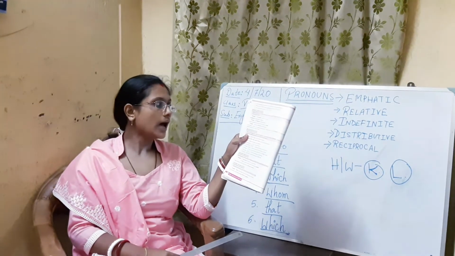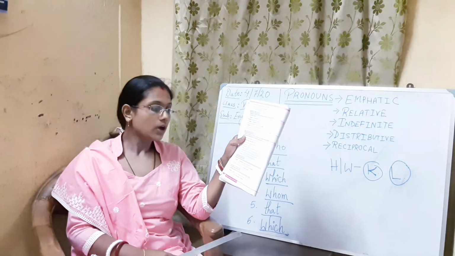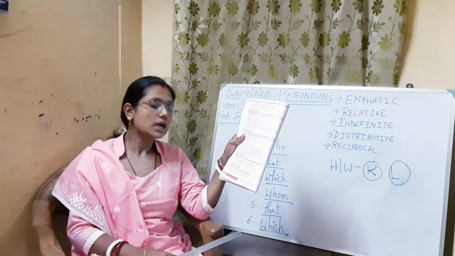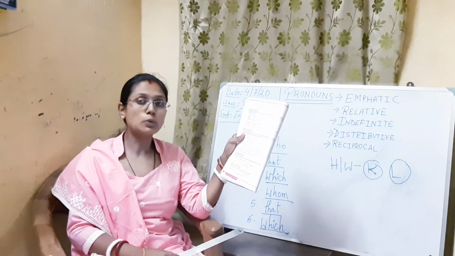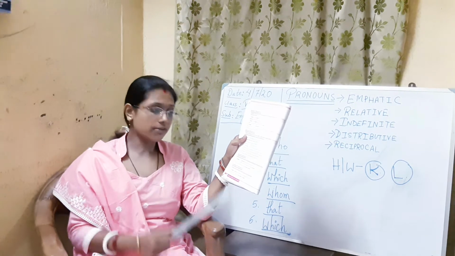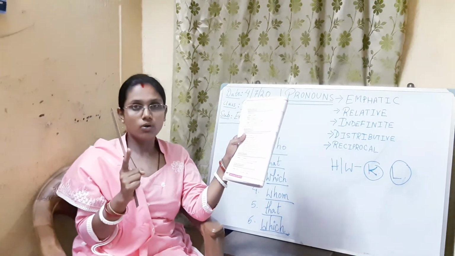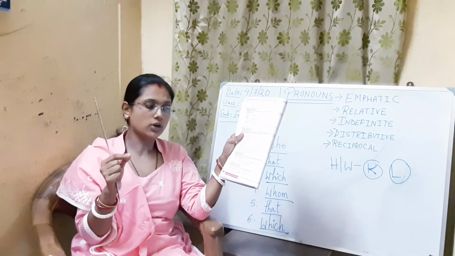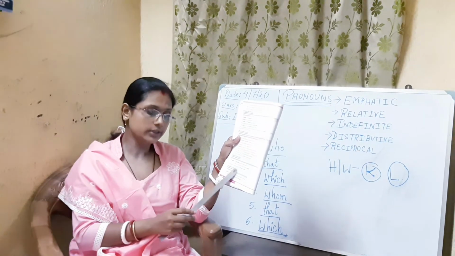Now the other type of pronoun, that is distributive pronouns. Now what are distributive pronouns? Distributive pronouns are used to refer to persons or objects one at a time. When we are referring to distributive pronouns, at least one, or a particular object or person, when we are referring at a time, that is called distributive.